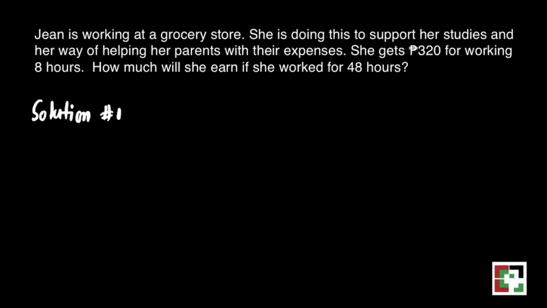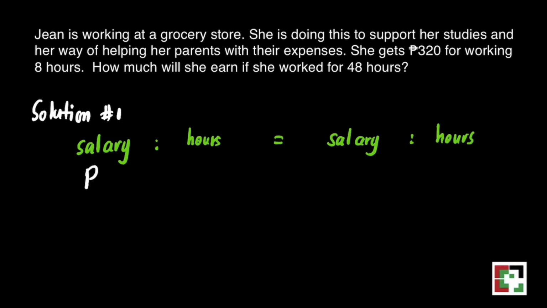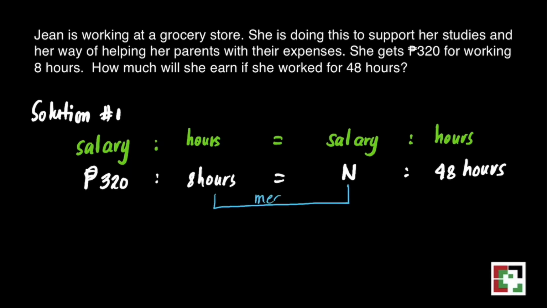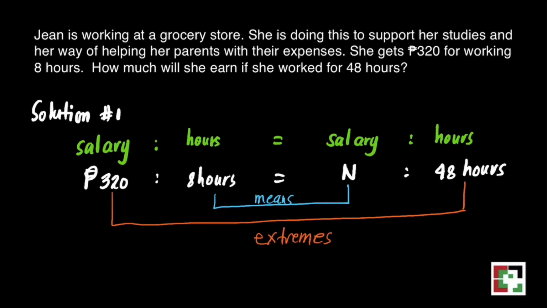How to solve this one? We have solution number 1. We may write this into a ratio and proportion. Salary is to hours is equal to salary is to hours. So in the first case, we have 320 is to 8 hours. That is equivalent to, we don't know, that's n is to 48 hours. Knowing that the product of the means is equal to the product of the extremes, then we can make use of this in finding n.